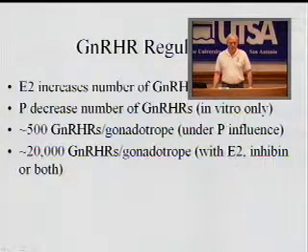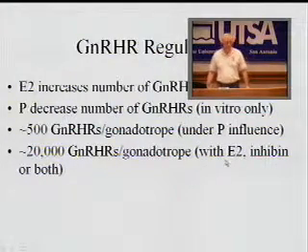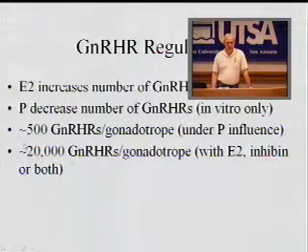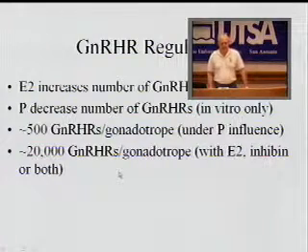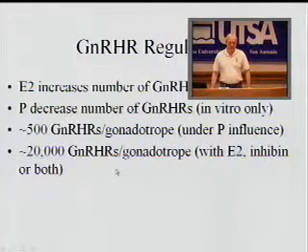And then the estrogen contributing its positive feedback effects, increasing that to about 20,000 receptors per gonadotrope. And this is also in the presence of inhibin. So both of them together will also sustain this level. They don't potentiate or have an additive effect. Either of them, or both of them together, can bring the number of receptors per gonadotrope up to this level.